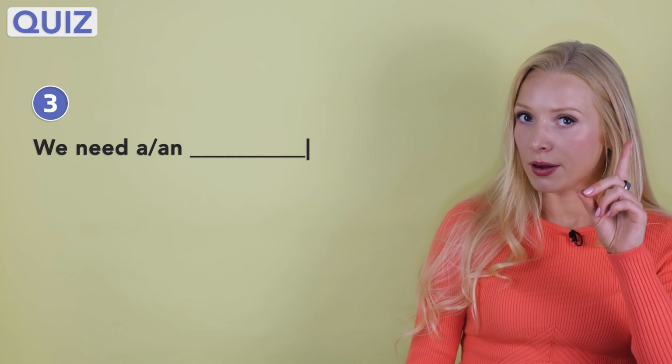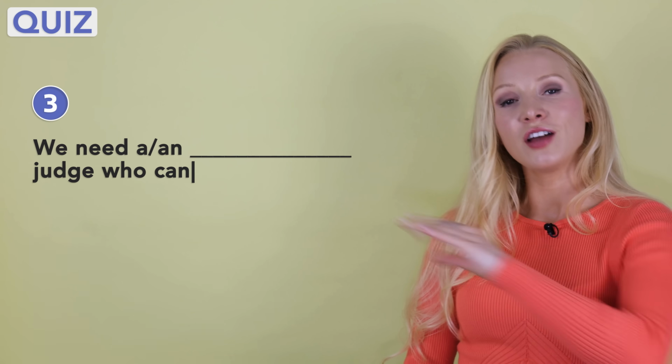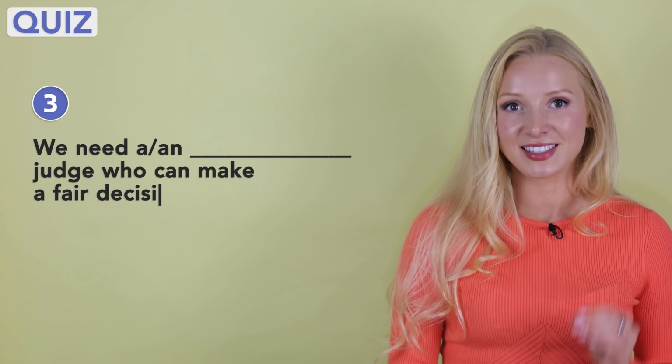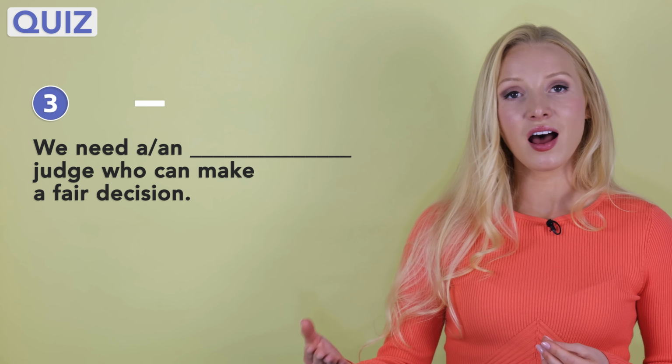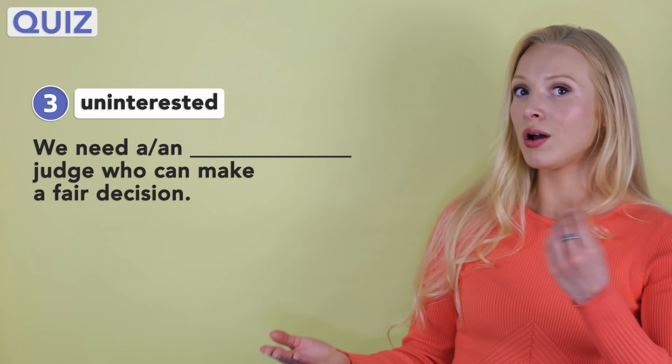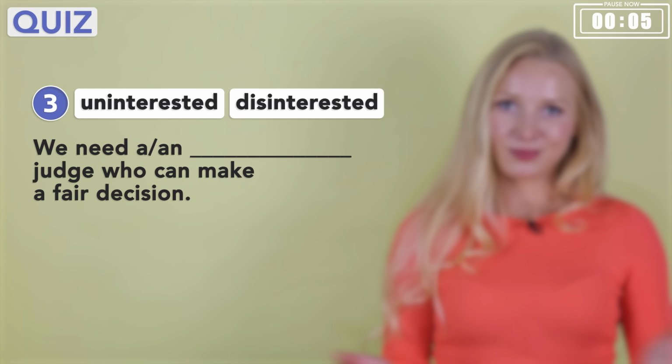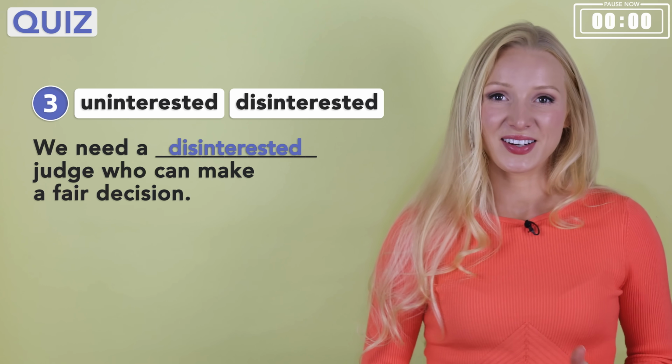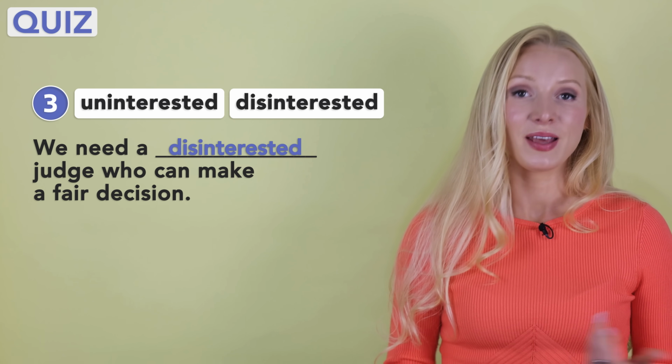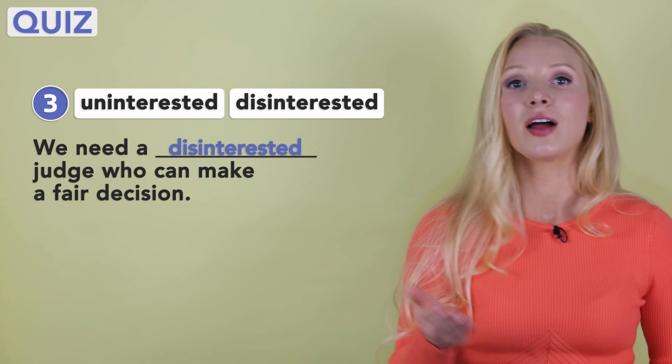And finally, number 3. We need a or an judge who can make a fair decision. Is it uninterested or disinterested? Disinterested is correct here. It means the judge is neutral and fair.